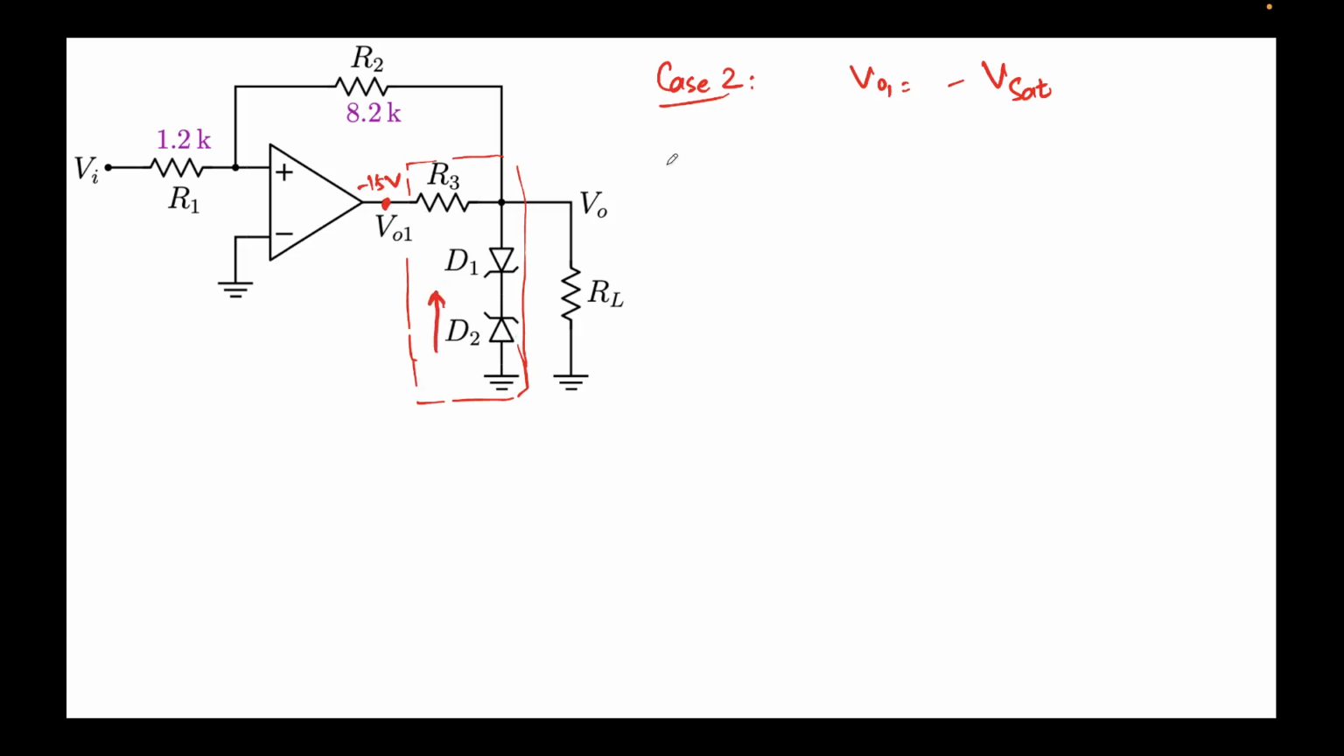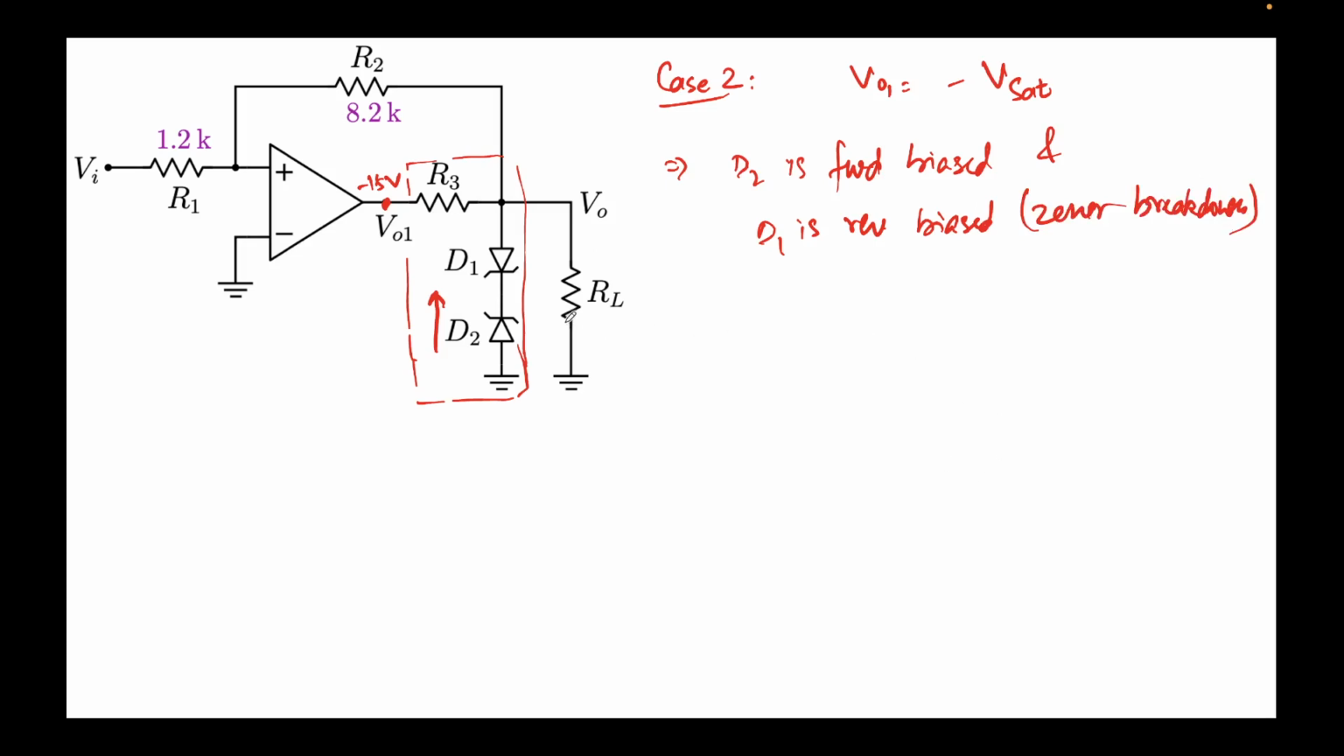So this would mean that D2 is forward biased and D1 is reverse biased. But the current will flow only when D1 is also in Zener breakdown mode. Then only the current will flow. All right, and in that case the circuit will look something like this. This is V0. So this is in reverse breakdown mode, right? So it will have a drop of 9.3 in this direction.